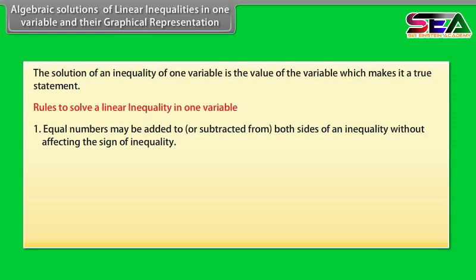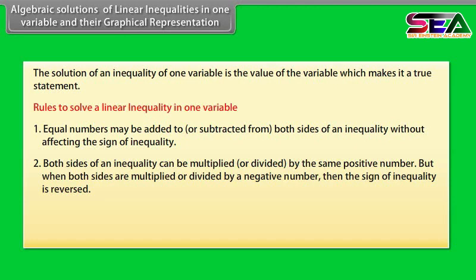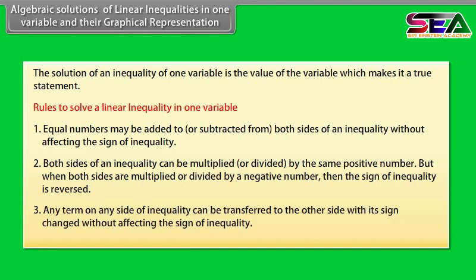of inequality. Number 2. Both sides of an inequality can be multiplied or divided by the same positive number. But when both sides are multiplied or divided by a negative number, then the sign of inequality is reversed. Number 3. Any term on any side of inequality can be transferred to the other side with its sign changed without affecting the sign of inequality.